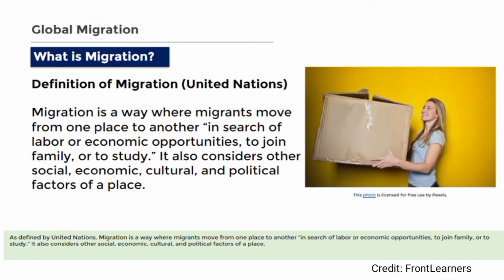What is migration? As defined by United Nations, migration is a way where migrants move from one place to another in search of labor or economic opportunities, to join family or to study. It also considers other social, economic, cultural, and political factors of a place.